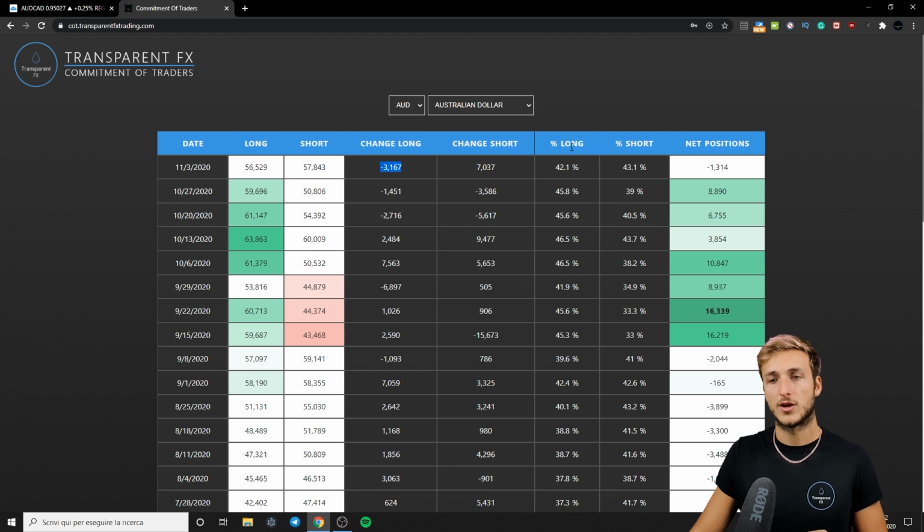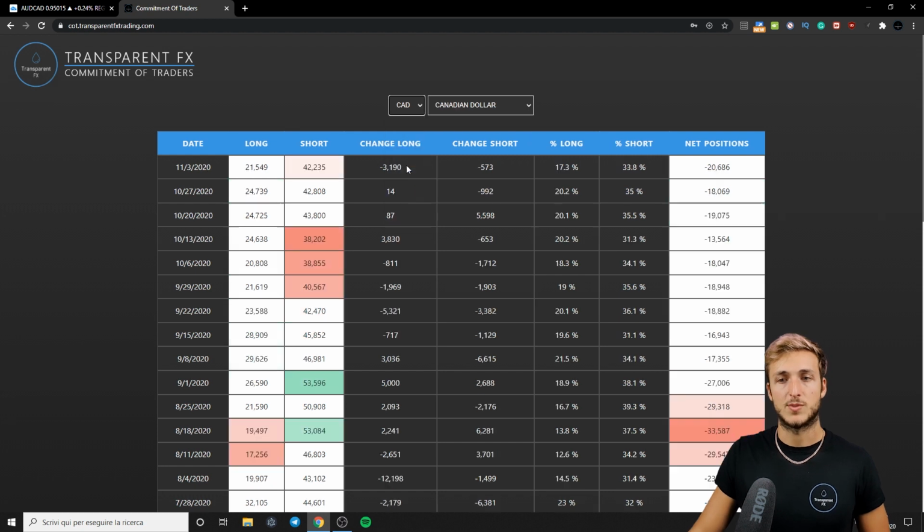Also, we can see that the long exposure was obviously decreased from 45.8% to 42.1%, and the short exposure was increased massively from 39% all the way up to 43.1%. So AUD getting quite weak.